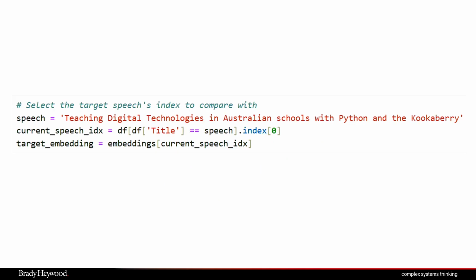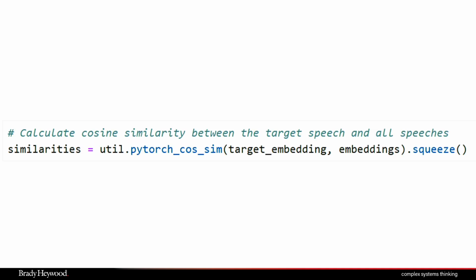So let's say we want to find the most similar speeches to the speech "Teaching Digital Technologies in Australian Schools for Python and the Kookaburra". So we get the index for it here, and then we use PyTorch to compare the distance between the target embedding and all of the other embeddings for the speeches, using cosine similarity, and we want to find the top 10 closest embeddings to our target. So this is just like before when we had 2-dimensional angles. Now we have 300-dimensional angles, and we're calculating which ones are closer.